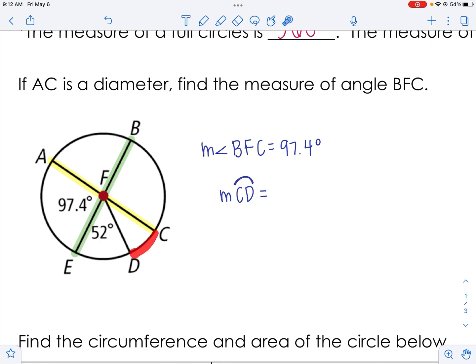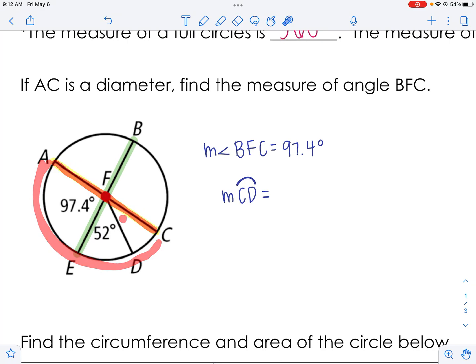Well, the measure of arc CD would go with whatever that angle is right there. And if this is a diameter, then it means that all of this should add up to 180. So I can find that angle, I just need to figure out that angle, and then that tells me what that arc is. So this angle measure and this arc measure are the same. The central angle and that matches.